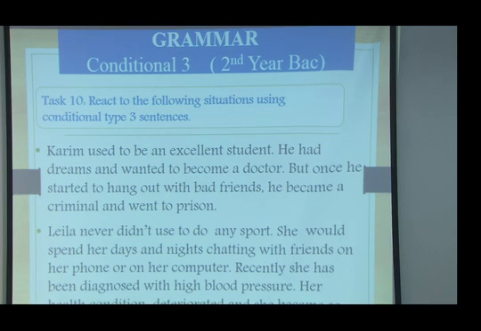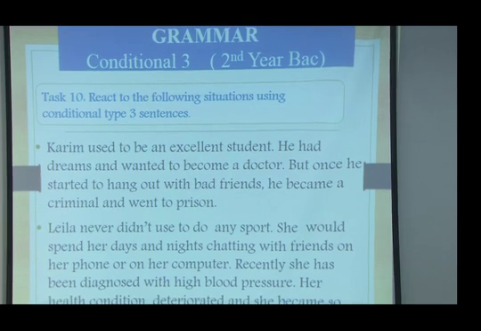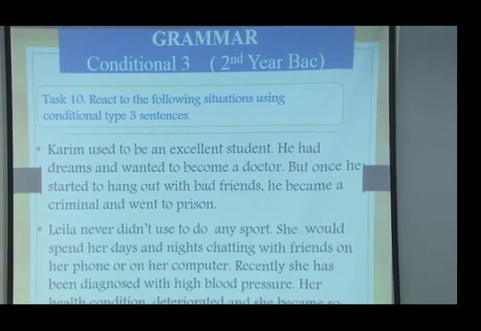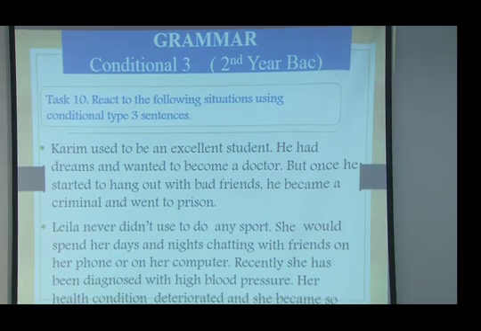Shall we move on? React to the following situations using conditional type 3. Karim used to be an excellent student. He had dreams and wanted to become a doctor. But once he started to hang out with bad friends, he became a criminal and went to prison. Poor Karim. Layla never used to do any sport. It's never used, not never did, not didn't use. That's the mistake.